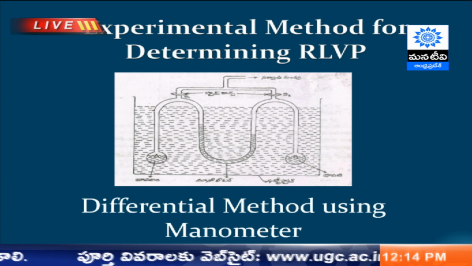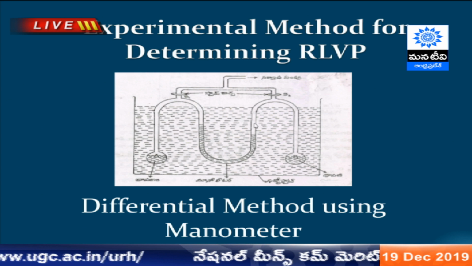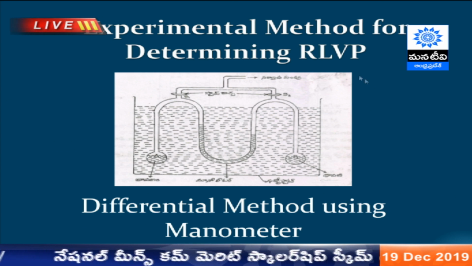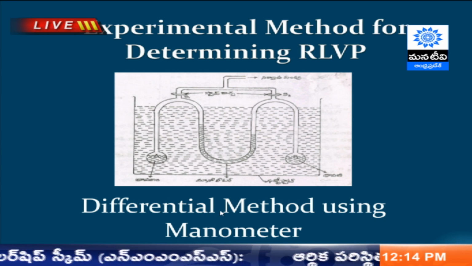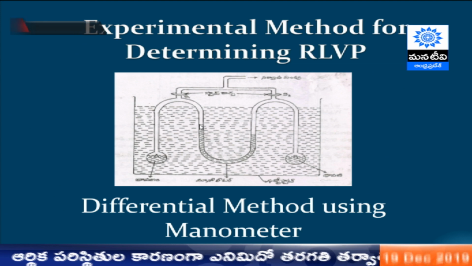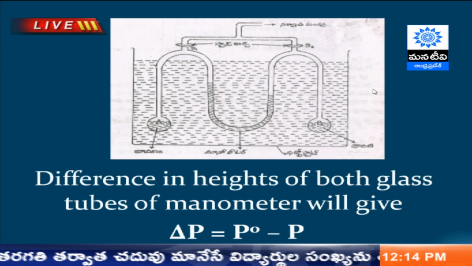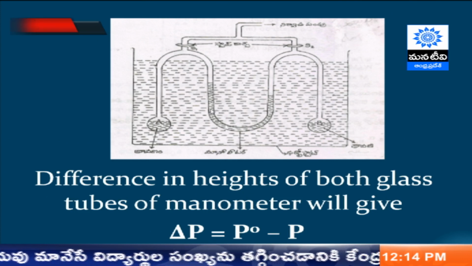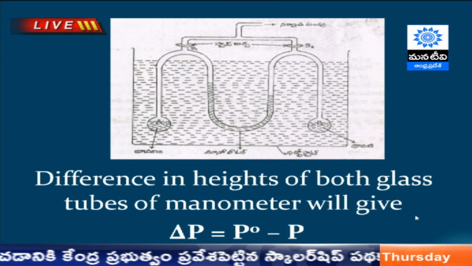When you divide the lowering of vapor pressure by the vapor pressure of the pure solvent, it will give RLVP. Hence this method is called a differential method because it uses the difference in height levels of the two limbs of the manometer. So the difference in heights of both glass tubes of the manometer will give delta P.